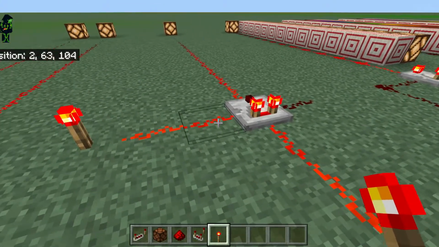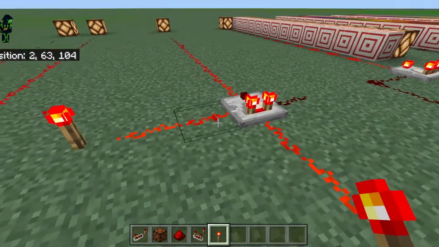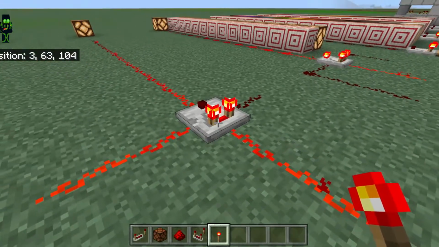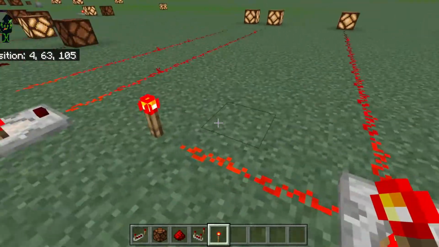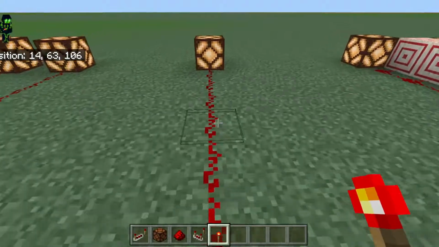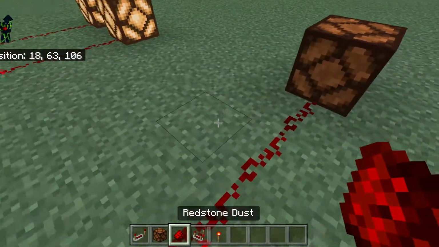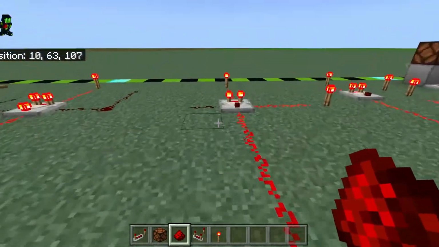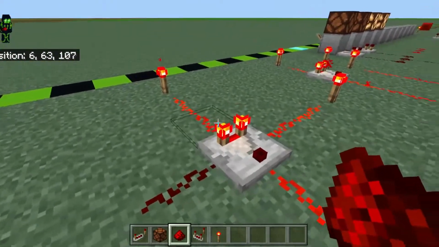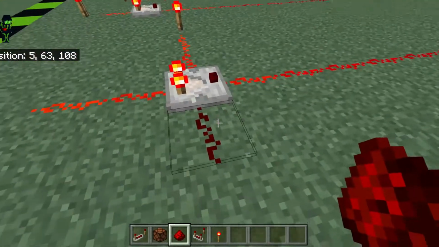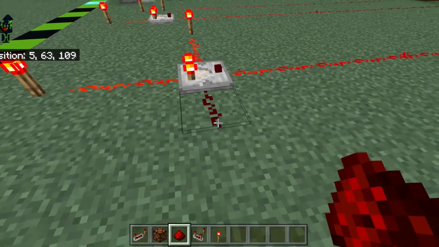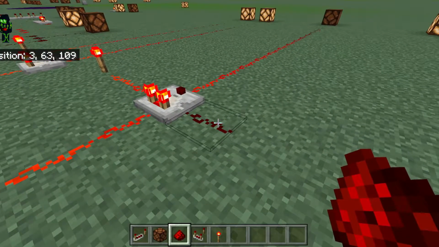So this one is not stronger than this one, so the lamp turns on, and this outputs a signal strength of 14. And we can tell that because if we move this lamp to 15 blocks away, it doesn't turn on. So it's not putting out a stronger signal than it received, just the same signal, when it doesn't have a stronger signal on one of the sides.